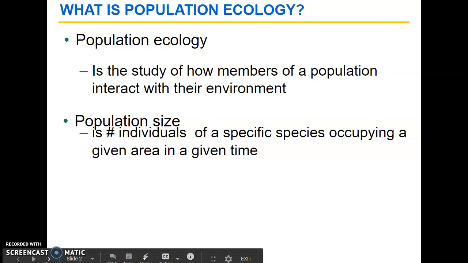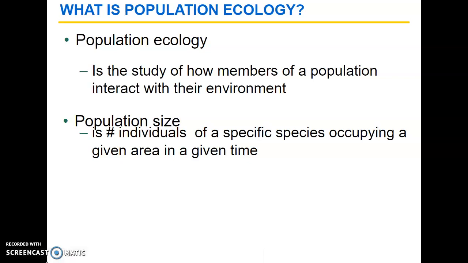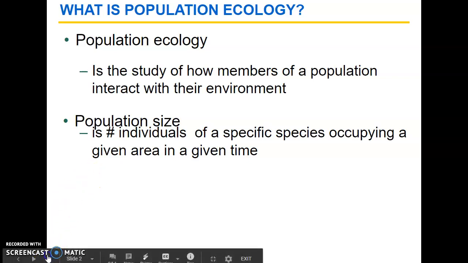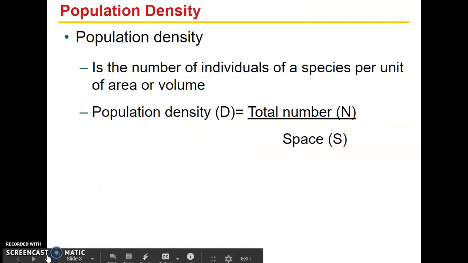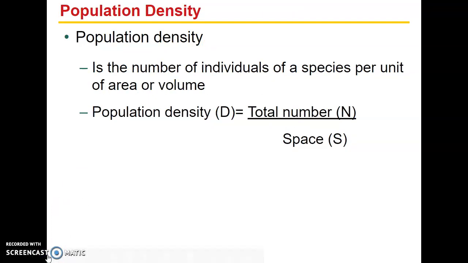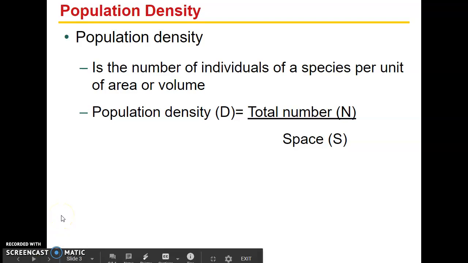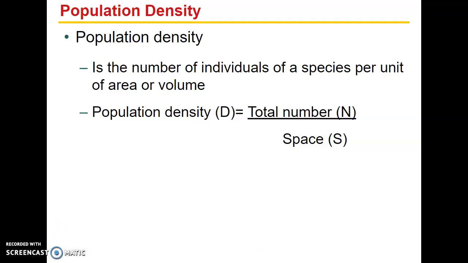All right, so really simple. Looking at the members of a population, how they interact with their environment. That's population ecology. And we're looking at size, the number of individuals in a specific area at a specific time. The first formula we're looking at is density. If you want to know the population density, count the total number and divide it by the area. The total number is always going to be the same, but the space depends on what units you're doing.